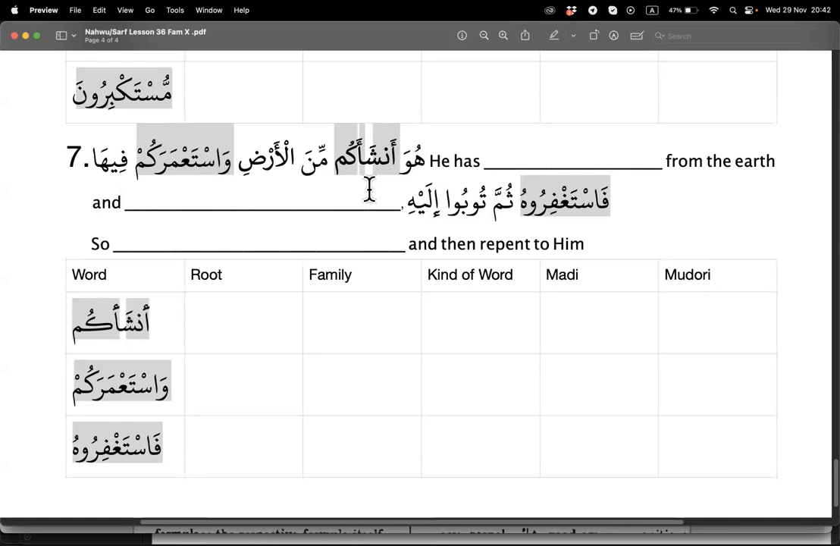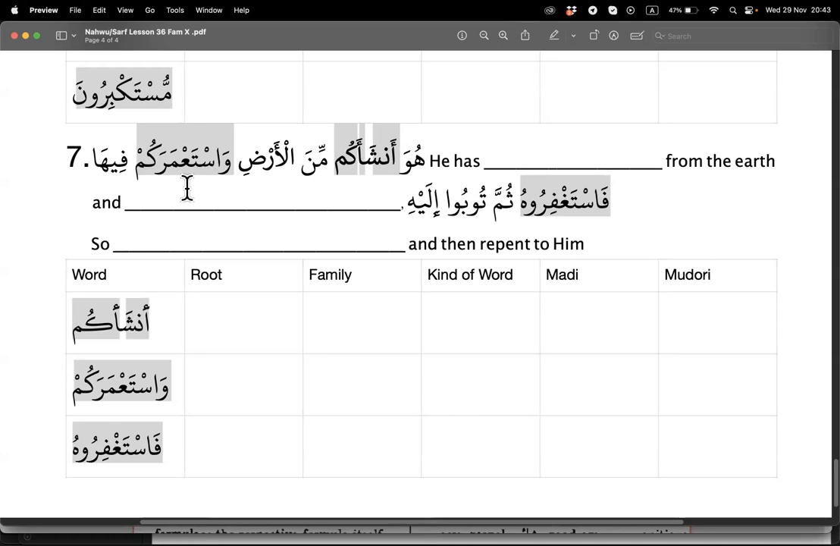Ansha'a yunshi'u insya'an fahuwa munshi'un. Yes. And then kum is? Kum is the maf'ulun bihi. Yeah. Minal ard, jar wa majrur mutalik tu fi'il ansha'a. Yes. Wasta'marakum. Wasta'mara is from family 10 istif'al, and then this one will be the huwa version of the fi'il madi. Yes. Give me the first line.